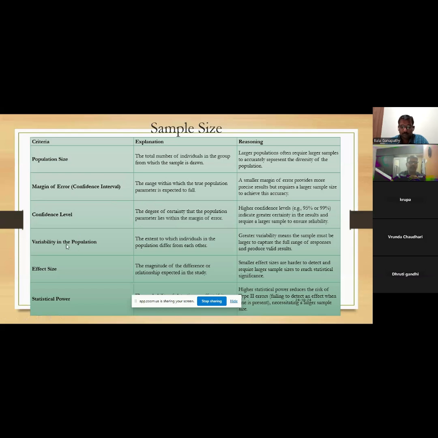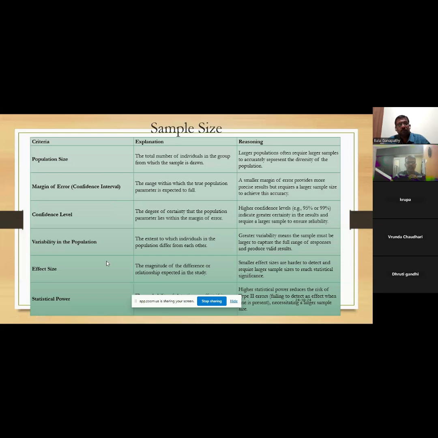Then variability. Variability is nothing but the standard deviation. Square of the standard deviation is called variance. The greater the variability, the larger the sample must be. If variability is less, you have to use a smaller sample. But if you don't know the variability, this is a difficulty. That time only we do pilot studies and all, to find out the variability. Based on the variability, we calculate the sample size. The greater the variability, the more variation in the sample, the more sample size you need. The less the variation, the less sample size you need.